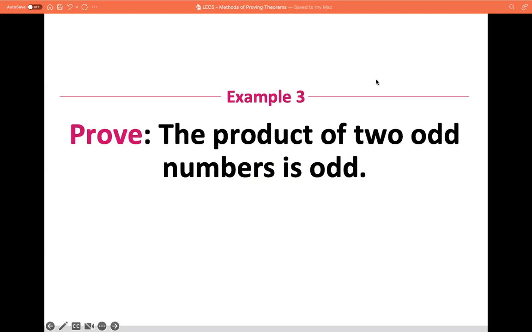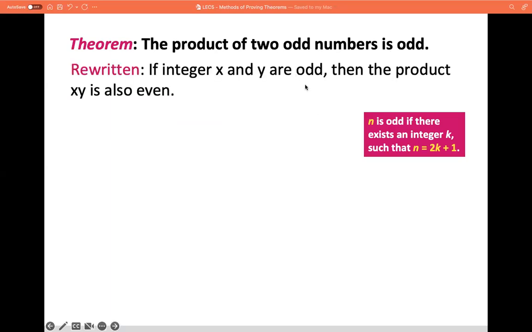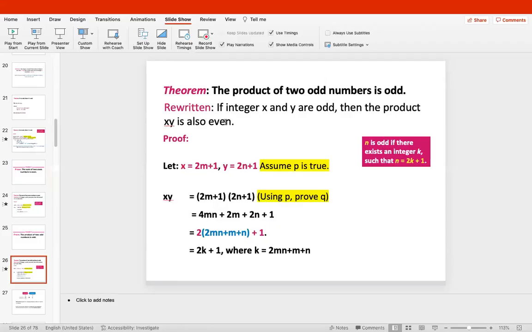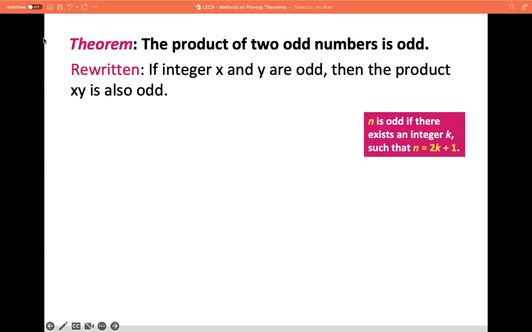Now, we have the third example. Let us prove that the product of two odd numbers is also odd. So we can rewrite this theorem as: if integers x and y are odd, then the product xy is also odd. They should be odd, they should not be even. Okay, so let me just quickly change it. Is also odd. So we have this form.